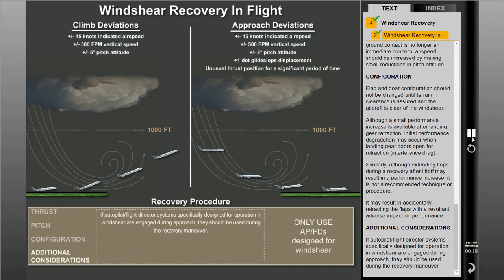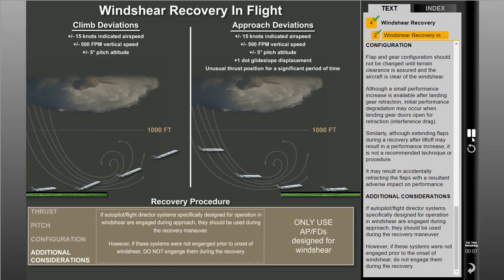If autopilot and flight director systems specifically designed for operation in wind shear are engaged during approach, they should be used during the recovery maneuver. However, if these systems were not engaged prior to the onset of wind shear, do not engage them during the recovery.